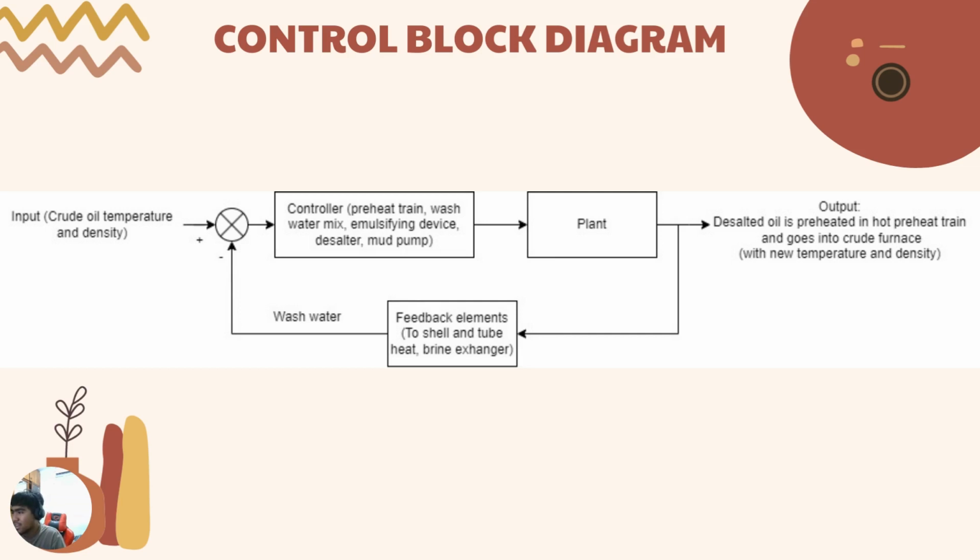And then for the feedback elements, it will go to the shell and tube heat exchanger, and then it will go to the brine exchanger. And then the system will also give wash water as feedback to the crude oil. And then the output will be desalted oil, and that desalted oil is preheated in the hot preheat train and goes into the crude furnace with new temperature and density.